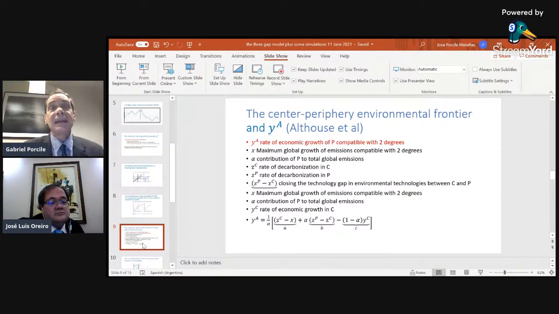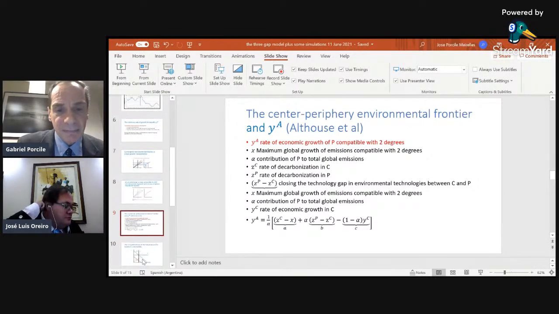This is the technological challenge they have if they want to grow at higher rates. If they don't do this technical change, they will have to grow at a very limited rate in order to avoid emitting more CO2 than what they have promised in Paris.